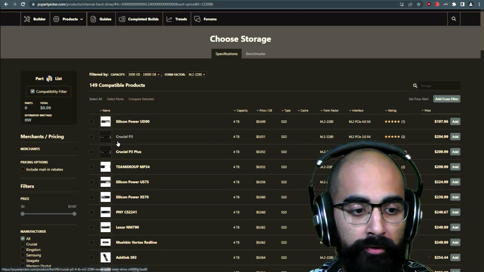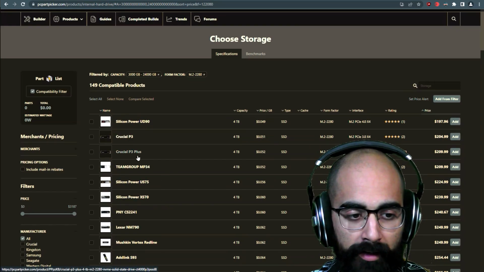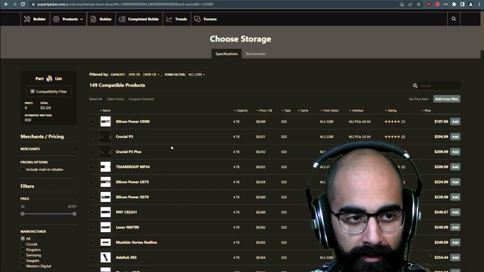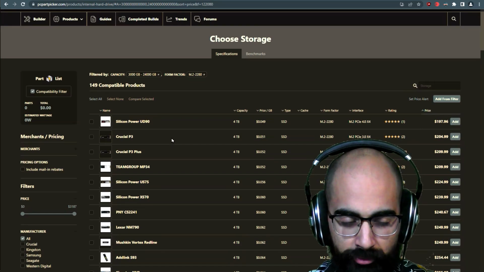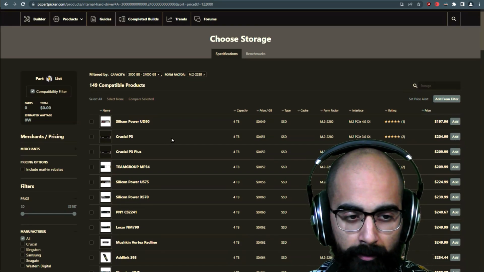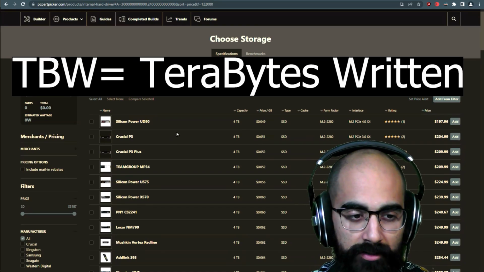And you could think, for example, that Crucial P3 is the same as the ones following it, but it's not really, because there's one key piece of data. If you're looking for a durable drive that you need to get familiar with, it's terabytes written, shortened to TBW.